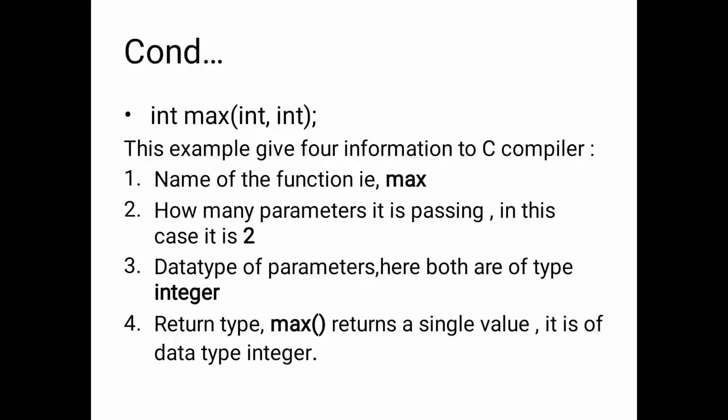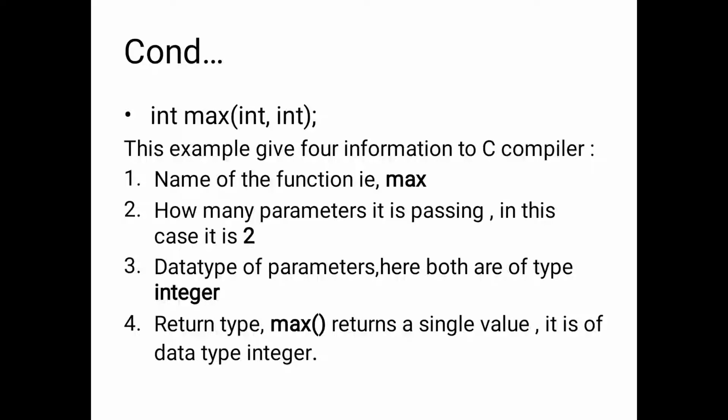Yeah, here int max, int comma int. So this is also one of the types of declaring the function. In this example it gives four pieces of information to the C compiler. One is the name of the function. What is the name of the function? It's max. Int is nothing but the return type, so the return type is in the format of integer.